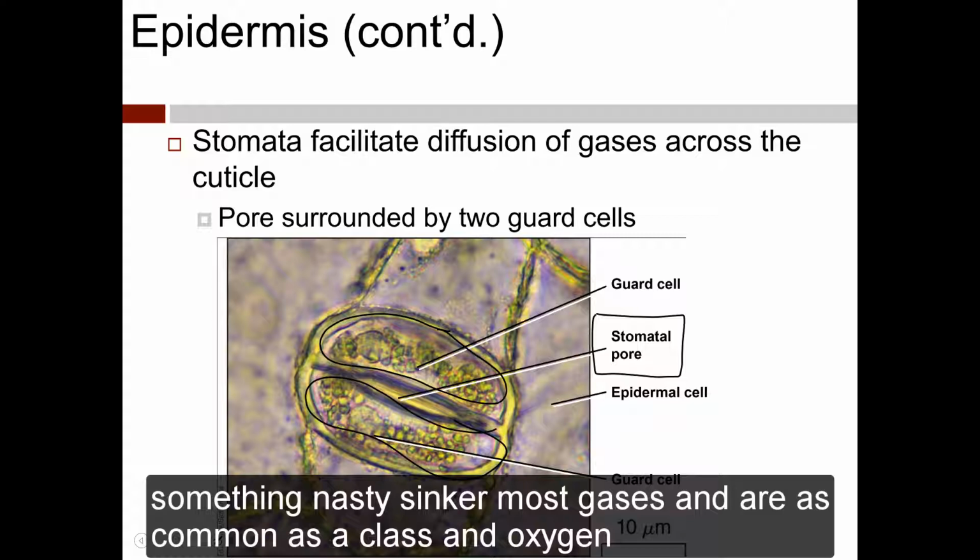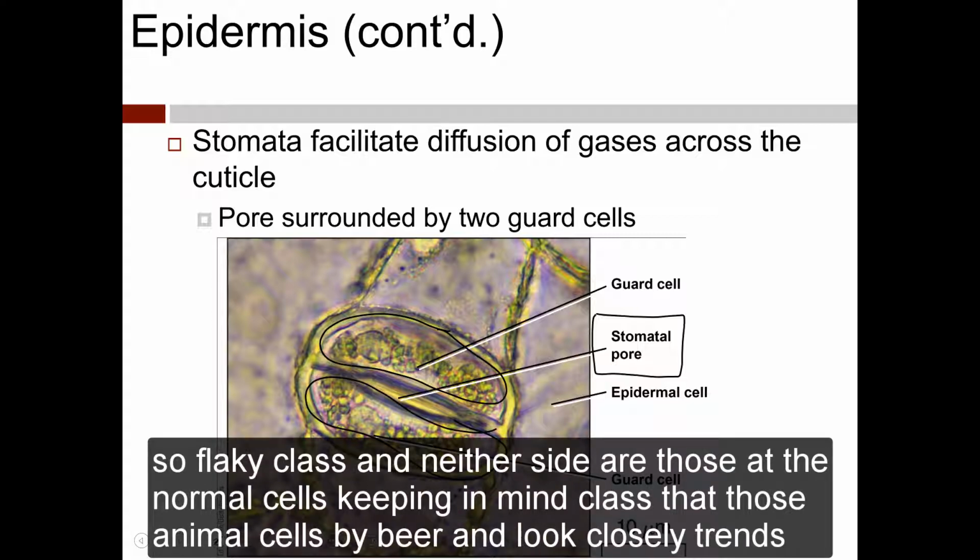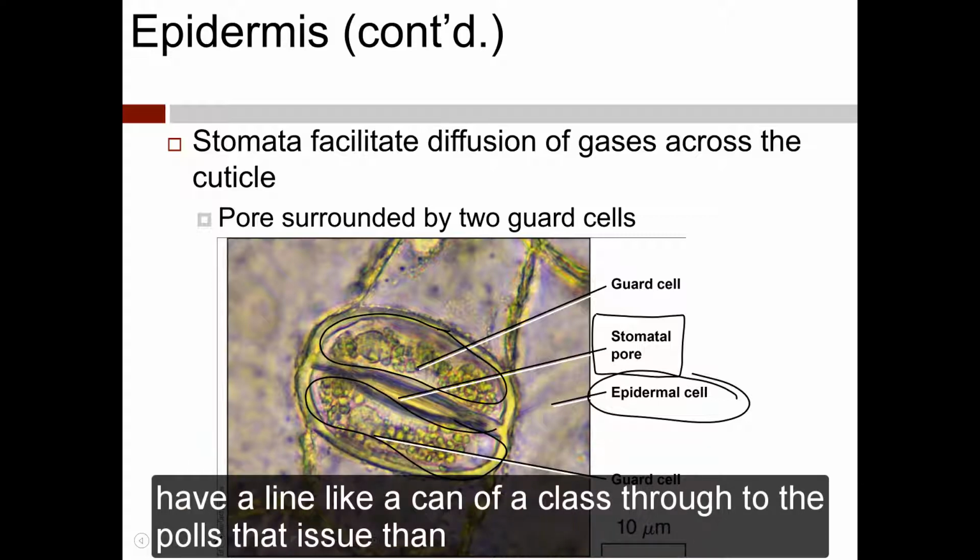That is carbon dioxide and oxygen. So flanking on either side are those epidermal cells. Keeping in mind that those epidermal cells are there and, look closely, transparent, allowing light to penetrate through to the photosynthetic tissues within.